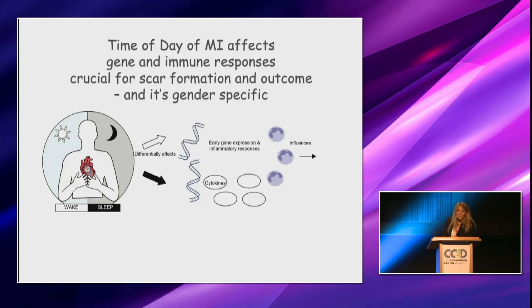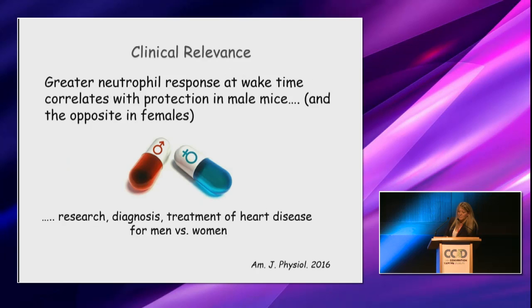So time of day of MI affects gene and immune responses crucial for scar formation and outcome, and not only that, it's sex specific. Depending on whether you have your heart attack at sleep or wake time, it's differentially going to affect the genes that are produced. It's going to affect your early inflammatory responses, including your cytokines and your cells, and this can impact ultimately on healing. So, in terms of clinical relevance, there is a greater neutrophil response at wake time, but this correlates with protection in the male mice, and it's the opposite in the females, which of course has important implications for research, diagnosis, and treatment of heart disease, including for men versus women.